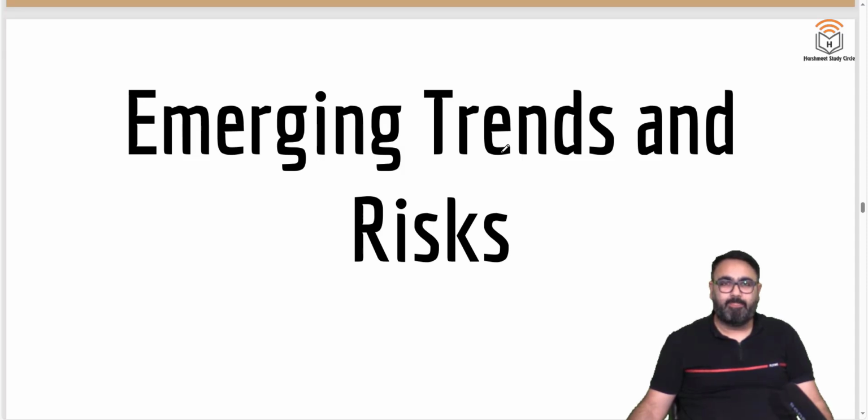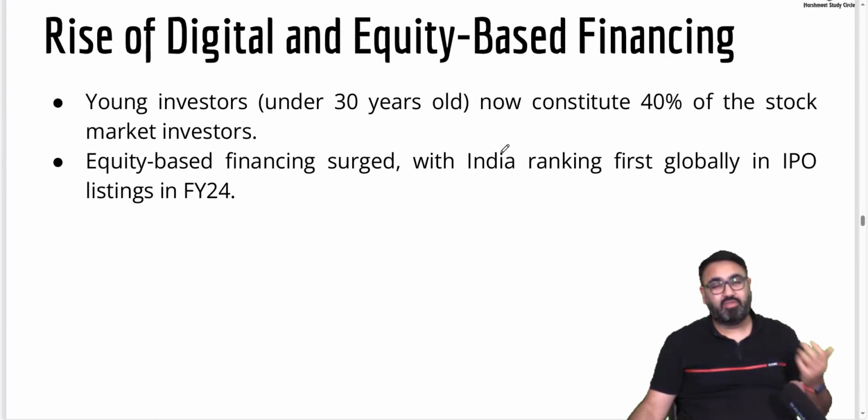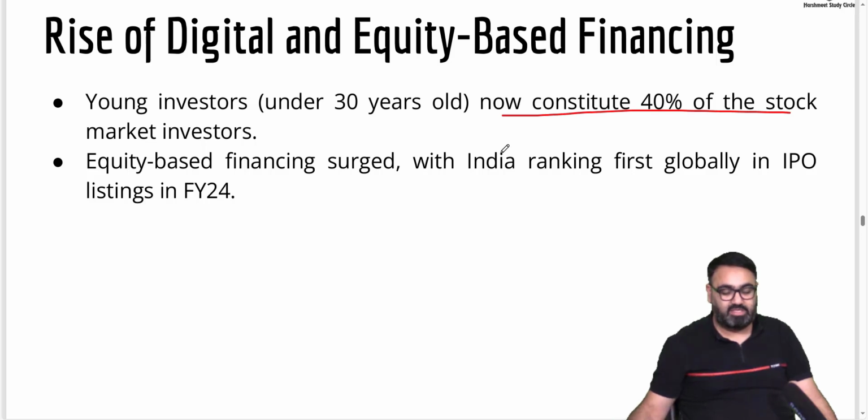Then the economic survey in this chapter talks about some emerging trends and risks in our financial sector. For example, the first emerging trend is the rise of young investors. If you look at the number of investors under the age of 30 years, they are about 40% of the entire stock market investors, which is a very good sign. It means people are achieving financial independence at a much younger age. They are investing at a much younger age, and they are not afraid of making these financial decisions for themselves.